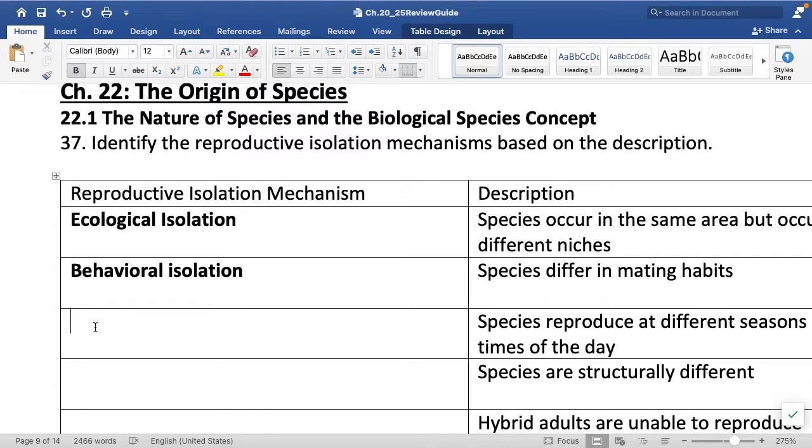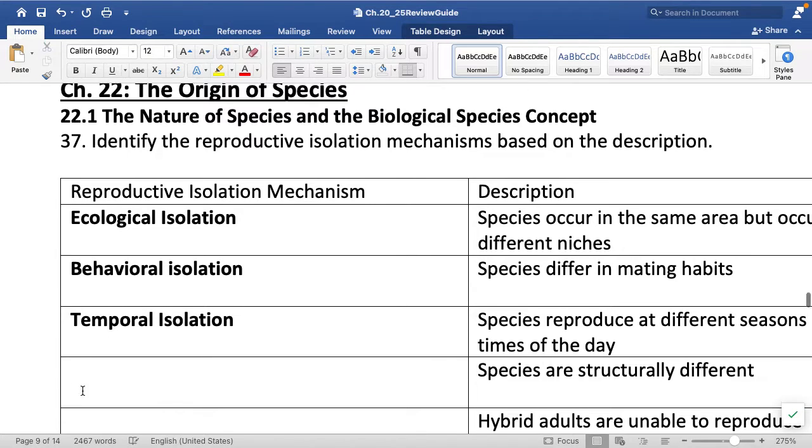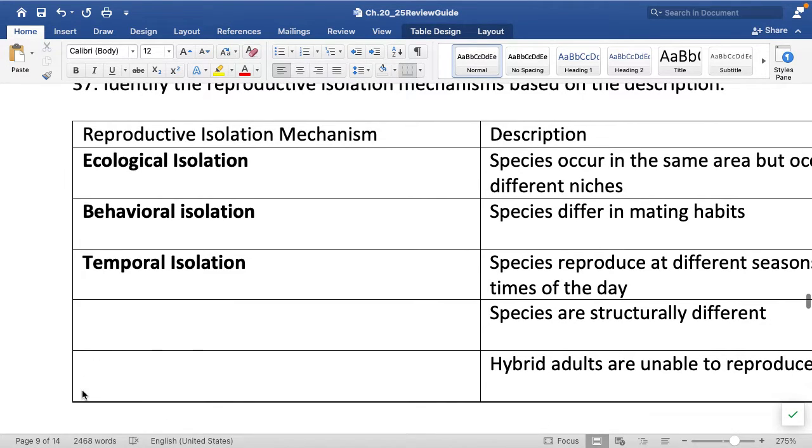Species reproduce at different seasons or times of day. Temporal. All right, species are structurally different. Mechanical. And then hybrid adults are unable to reproduce. Sterile. Hybrid inviability. Yes, hybrid inviability.